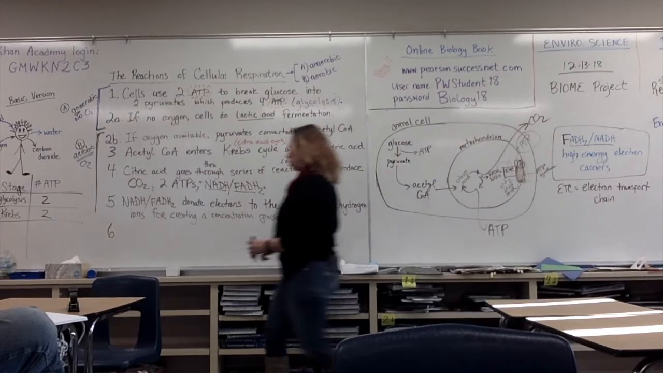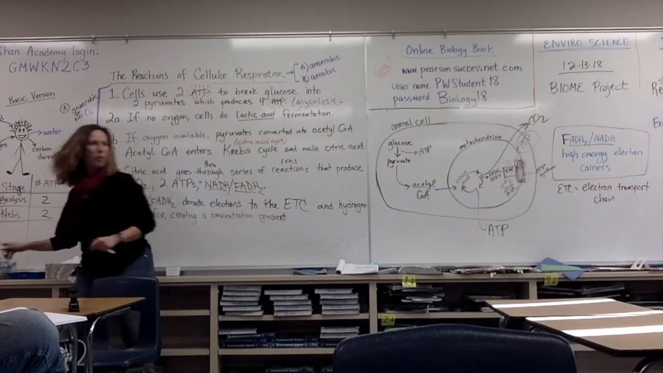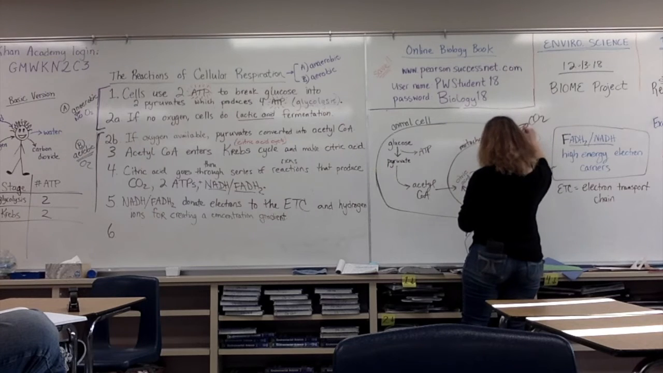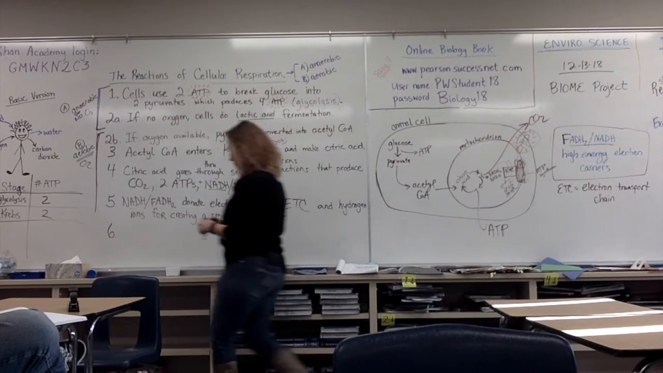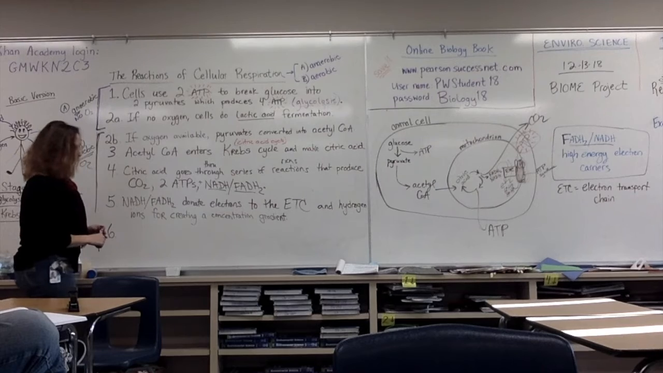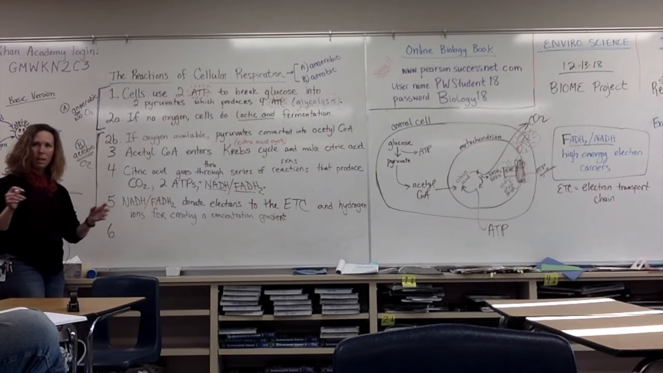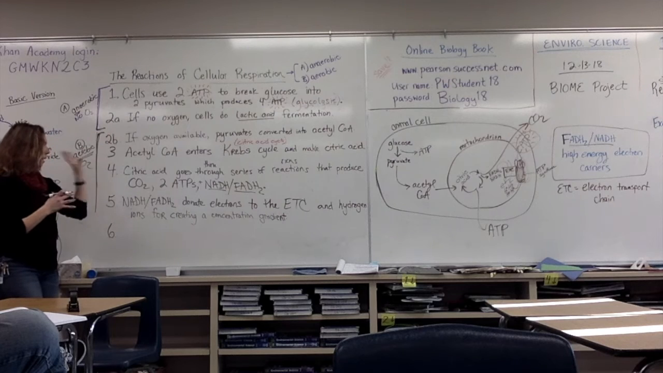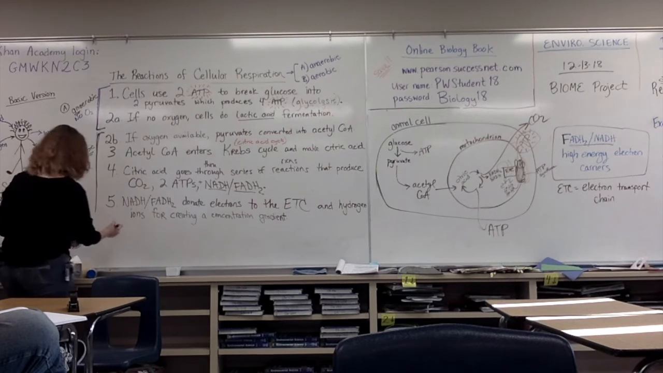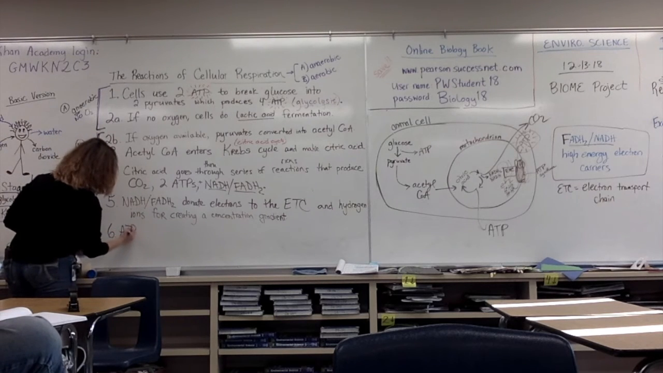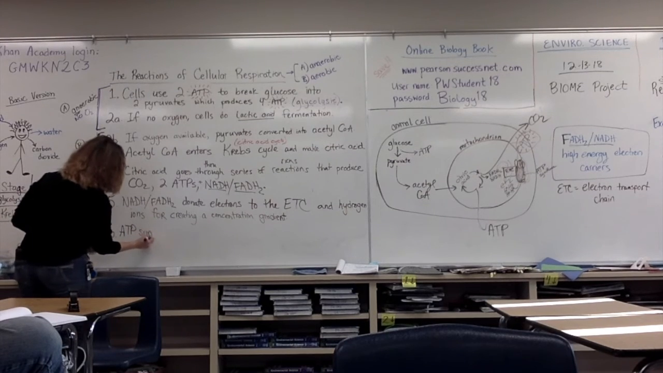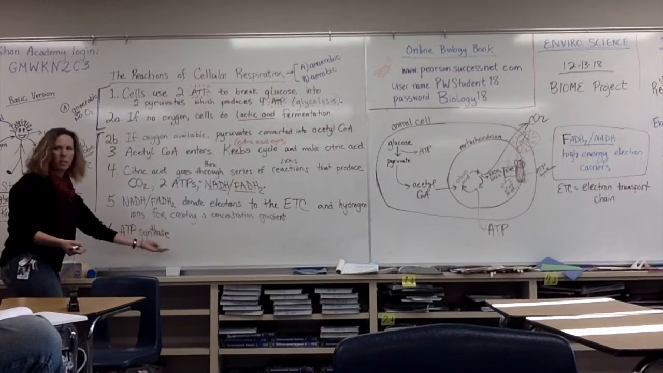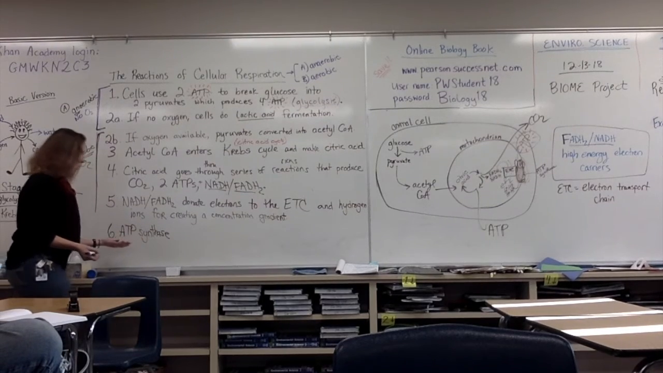I have to walk all the way over here, grab my red marker, highlight it. So that's our last step. This is where we get all the ATP. All of these steps condensed have been working for this. So ATP synthase. Synth means make. ASE means protein. So ATP synthase is just a protein that makes ATP.